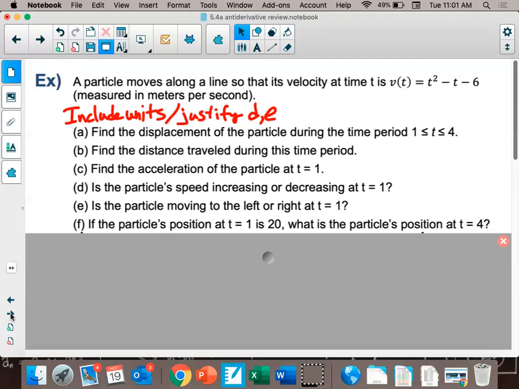Okay, another quick question. Is the particle moving to the left or the right at time 1? Left? How do you know? Because velocity is negative. The particle is moving to the left at time 1 because v of 1 is negative, or less than 0. Again, you just look at the graph and you can see it.